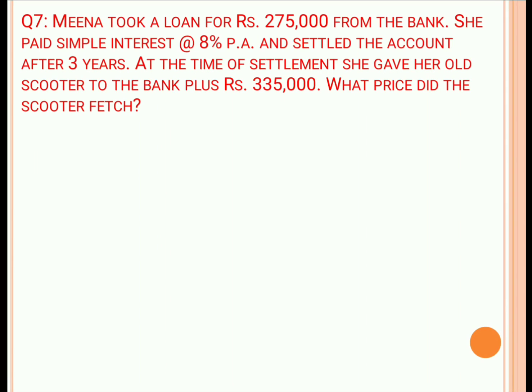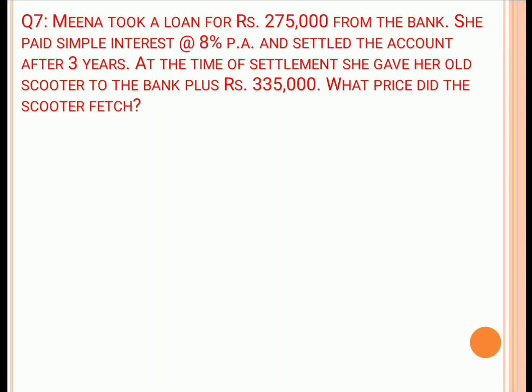Question number 7. Meena took a loan for rupees 2,75,000 from the bank. She paid simple interest at 8% per annum and settled the account after 3 years. At the time of the settlement, she gave her old scooter to the bank plus 3,35,000 rupees. What price did the scooter fetch?